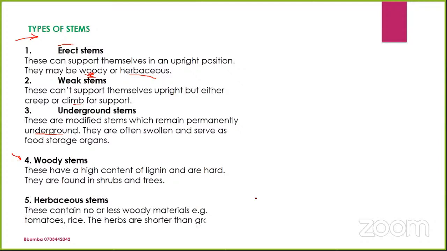And then the last one, we can also have what we call herbaceous stems. These contain no or less wood material, like tomatoes, rice. These herbs are shorter than grass, sometimes, when they are mature. We mean when it is mature.